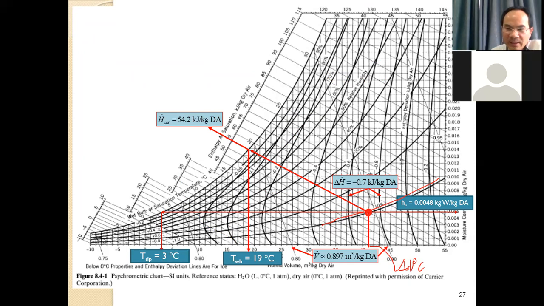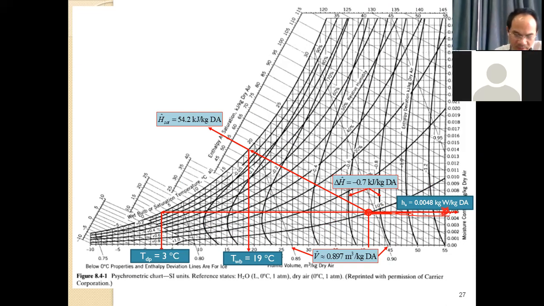At this point, you can read the absolute humidity on this axis. From this point, you can draw the horizontal line to cross this axis. You can read approximately 0.004 kilogram water per kilogram dry air. This is the absolute humidity. One kilogram of dry air includes 0.004 kilogram water. In the air, we have some water in the vapor phase.